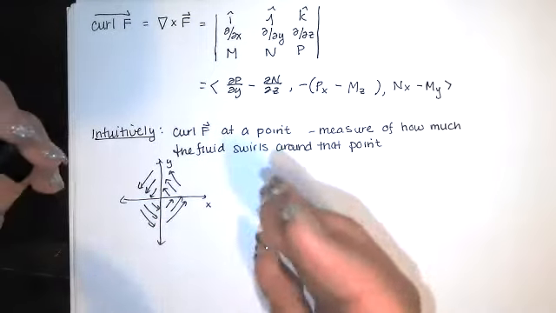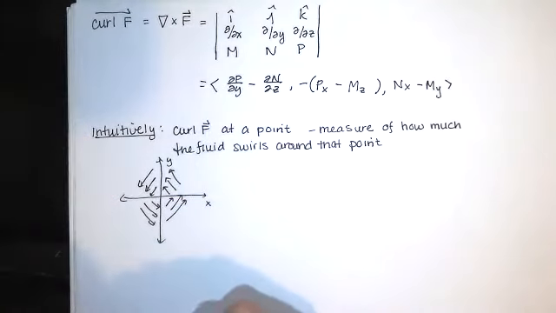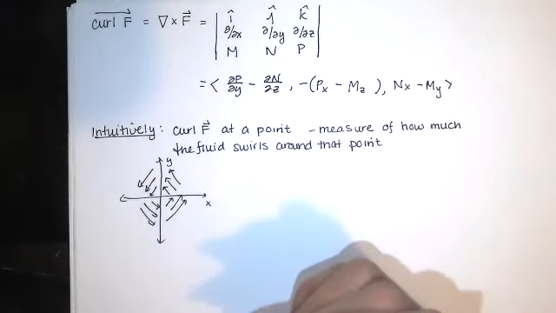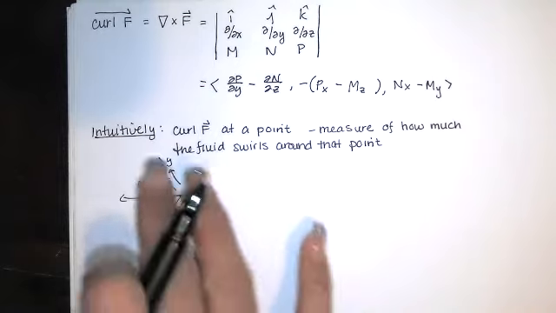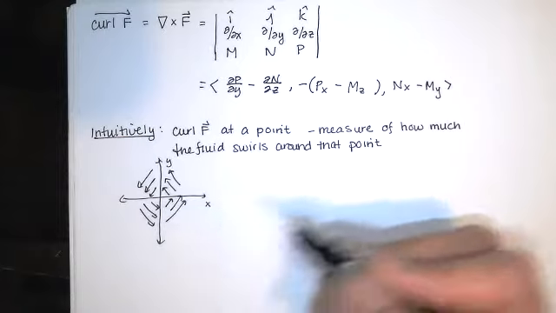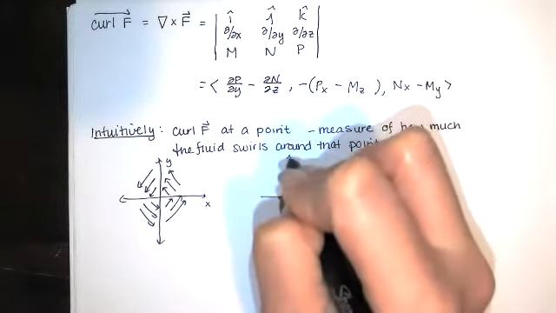So it's a measure of how much that fluid is turning around that point. And it's just proportional to that angular speed. The curl is double the angular speed. So here's one with non-zero curl. Here is another vector field with non-zero curl.